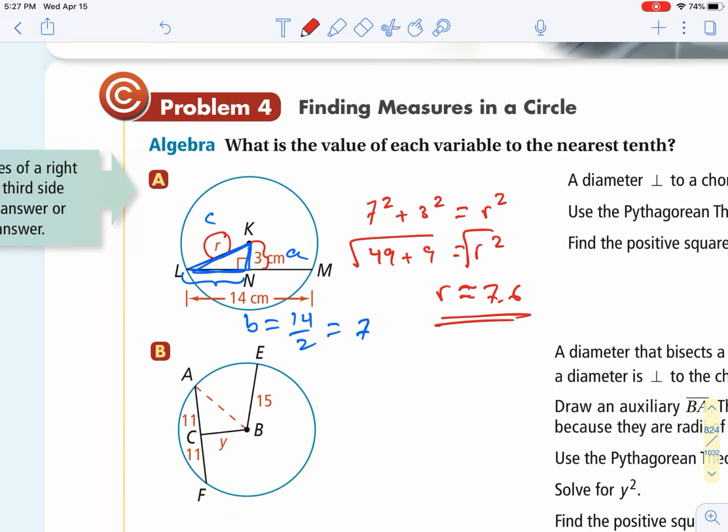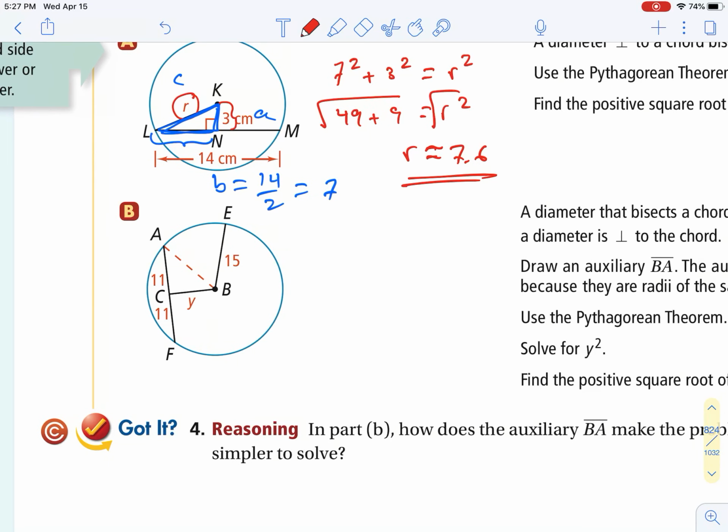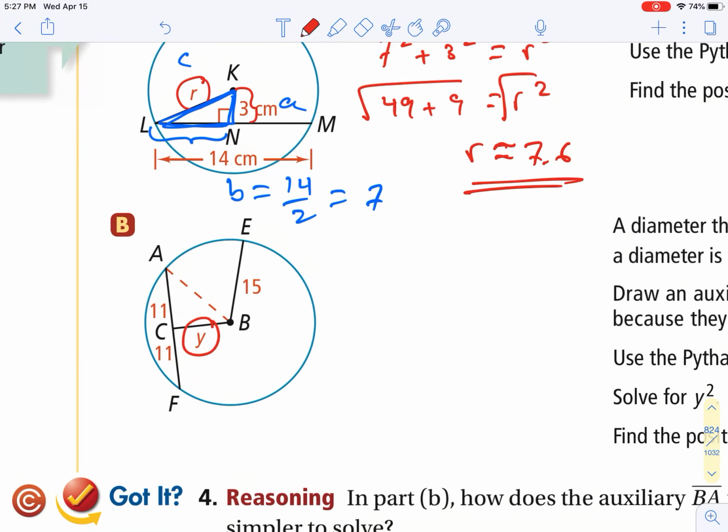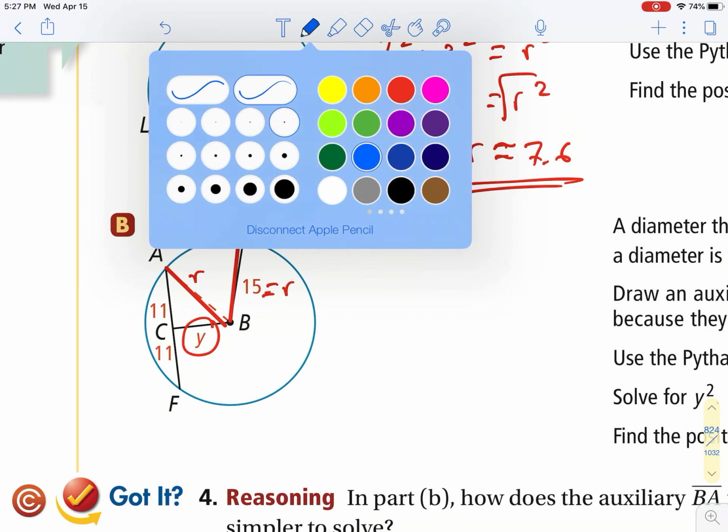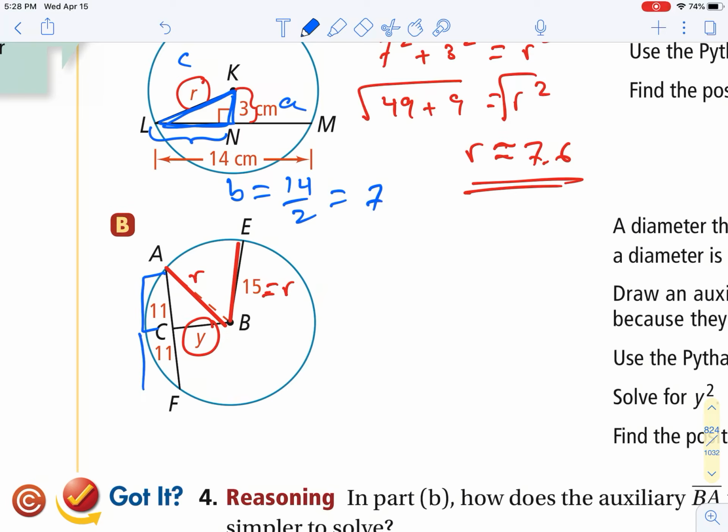And another problem. We want to find the value of Y. Remember, we're given 15 here, but that is our radius. So the 15 is our radius, and that's also our radius right there. What we're given now is this value of 11, so we have 11 and 11. Hopefully that starts to make sense. So even though R is 15, we have 11.